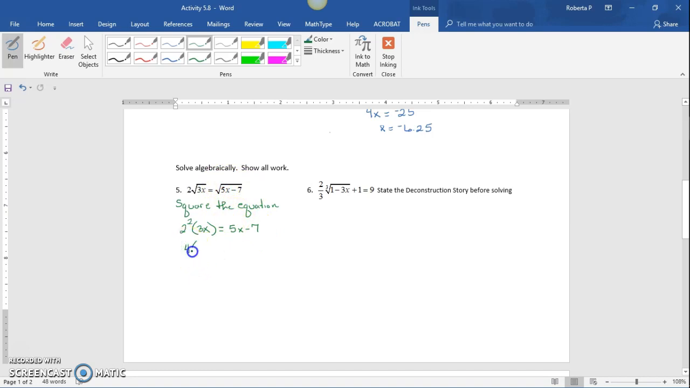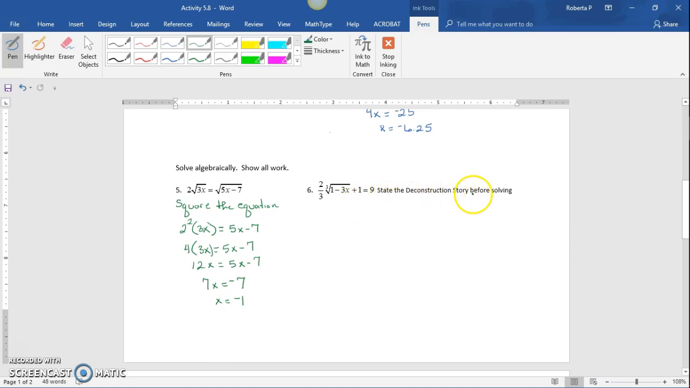So I have 4 times 3x equals 5x minus 7. 12x equals 5x minus 7. Subtract 5x. Divide by 7. And I have an answer of x equals -1.